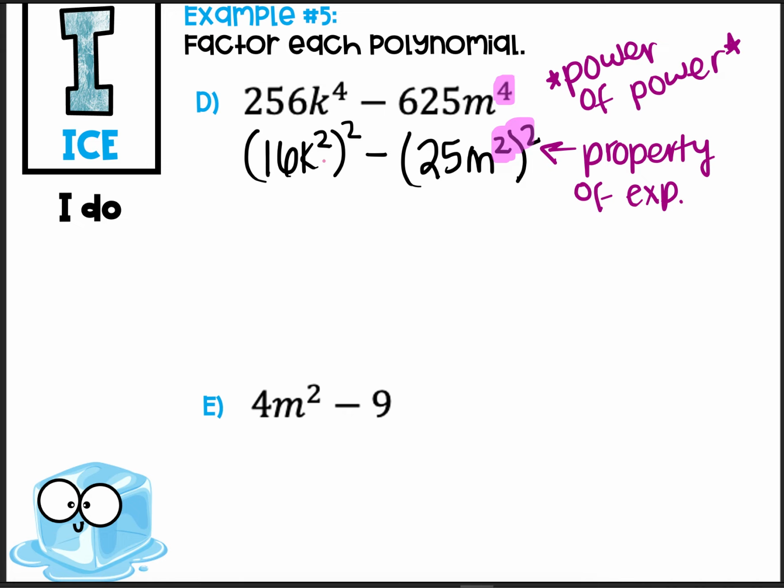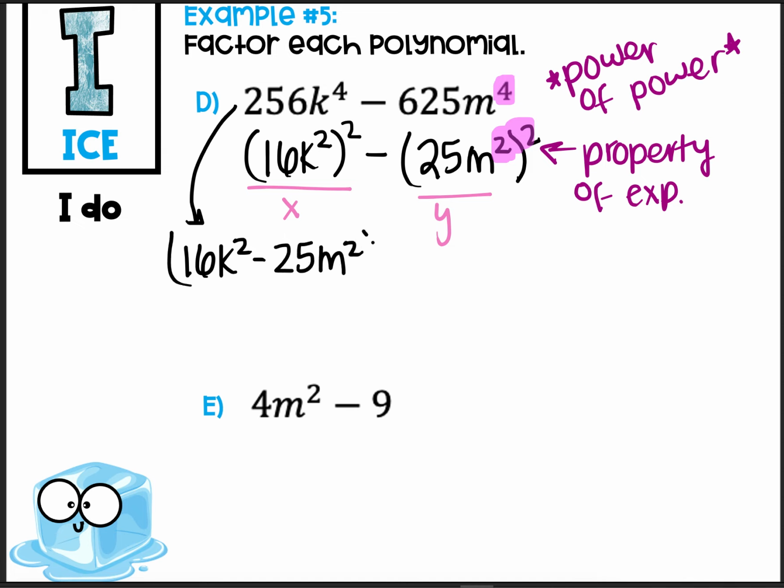And now that I have it as a difference of squares, this will be my x and this will be my y, and my answer for this polynomial, 256k to the fourth minus 625m to the fourth power, can be factored as 16k squared minus 25m squared times 16k squared plus 25m squared.